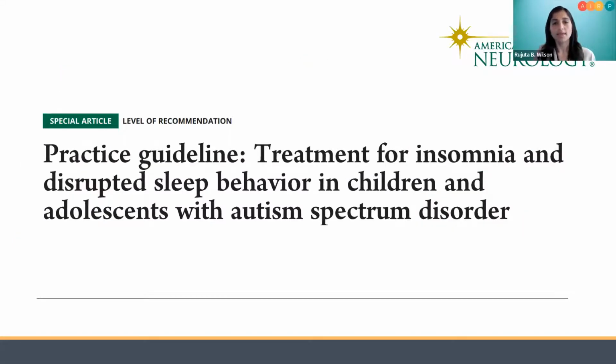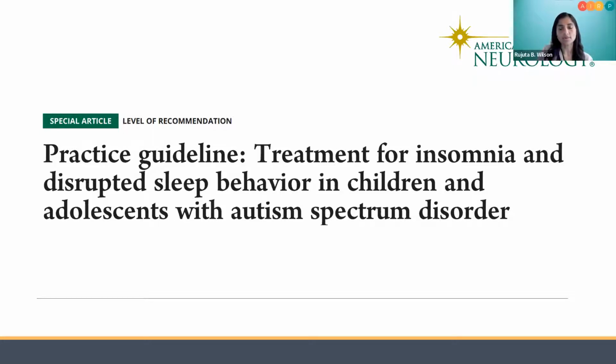So here I highlight, and then I'm going to go in a little bit more detail because this came out a few years ago. It was, at least for clinicians, a way to refer to this practice guideline put out by leading experts under the American Academy of Neurology for treatment for insomnia and disrupted sleep behavior in children and adolescents with autism spectrum disorder. And here what they really do is lay out what data has actually been put out there and the level of evidence associated with each of these areas.